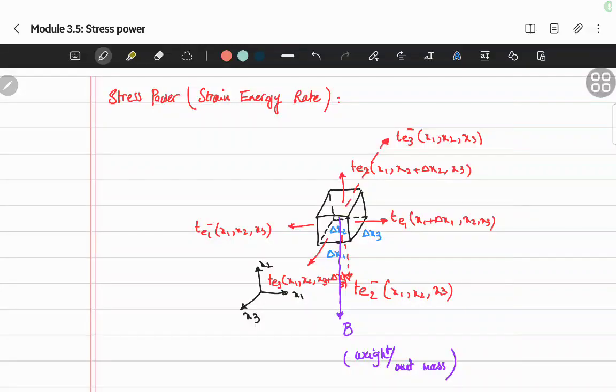Everyone, and welcome to this module on Introduction to Continuum Mechanics. Today we're going to discuss the stress power or strain energy rate. You might have come across this terminology in some of the books.